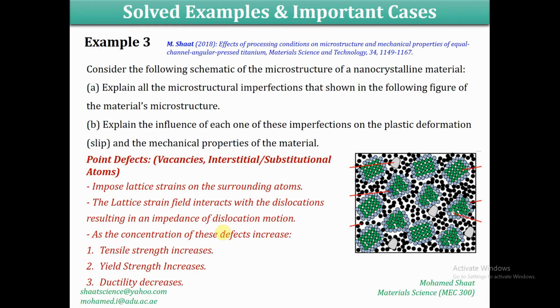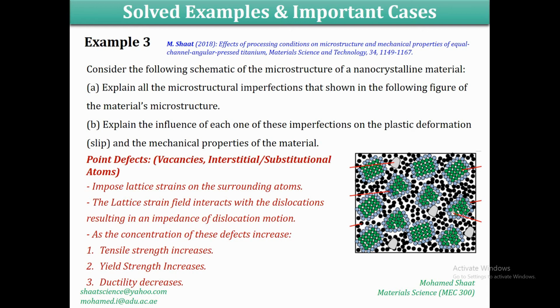Alright, so since we explained and identified these different imperfections that would be found inside the material microstructure of a nanocrystalline material, what is the influence or the effect of each one of these imperfections on the plastic deformation as a slip? We said that the observation of the plastic deformation through the material microstructure is known as a slip, which indicates the dislocation motion.